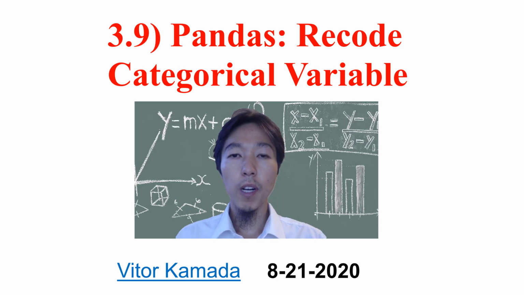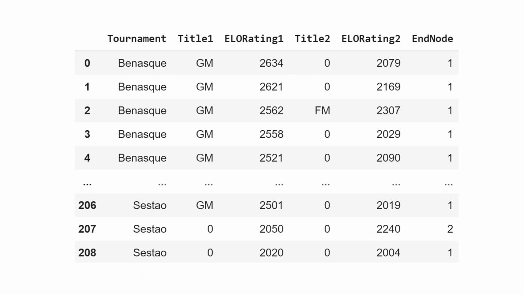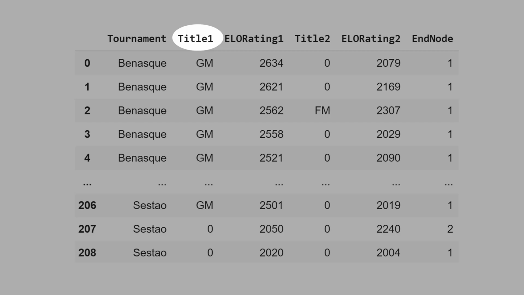In this video, I will teach you how to recode a categorical variable in Python. This is a dataset about chess players. The variable title 1 is a categorical variable. GM stands for Grandmaster. We have the 0, that means we don't know the title of the chess player. We want to recode these zeros to other categories.